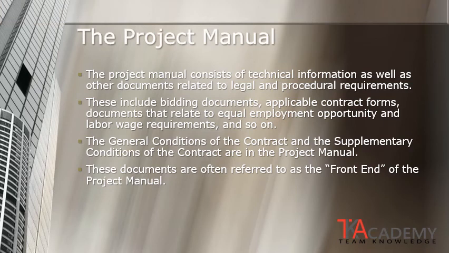Project specifications will often get combined with other documents to form the project manual. The project manual is the collection of technical information or specifications as well as other documents related to legal and procedural requirements for the project. These will include bidding documents, applicable contract forms, documents that relate to equal employment opportunity, labor wage requirements, and so on. Often the general conditions of the contract and the supplementary conditions of the contract are included in the project manual. These documents are often what was referred to as the front end of the project manual.